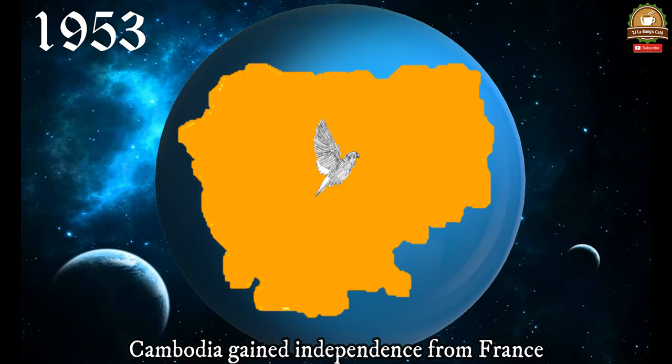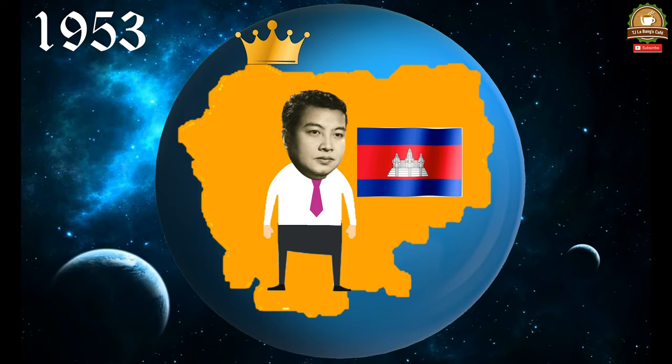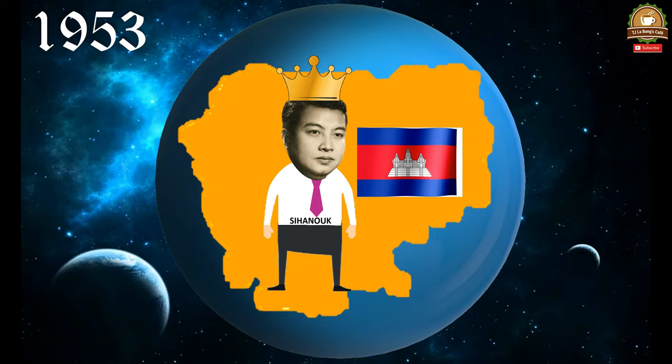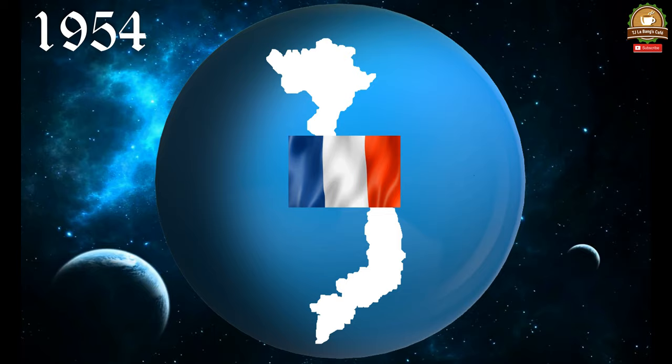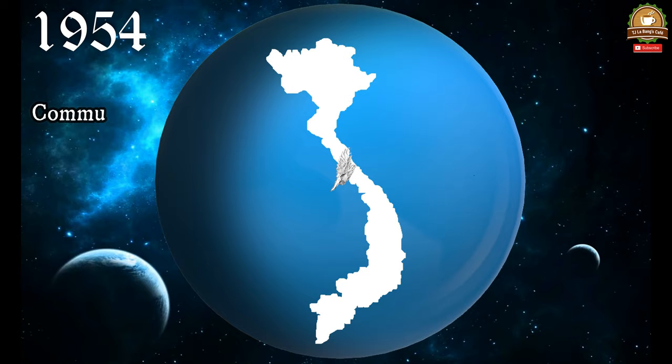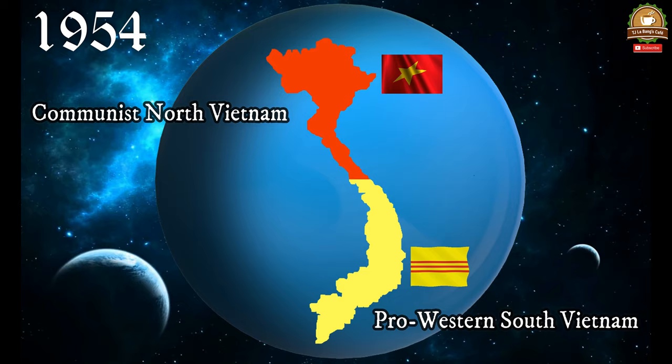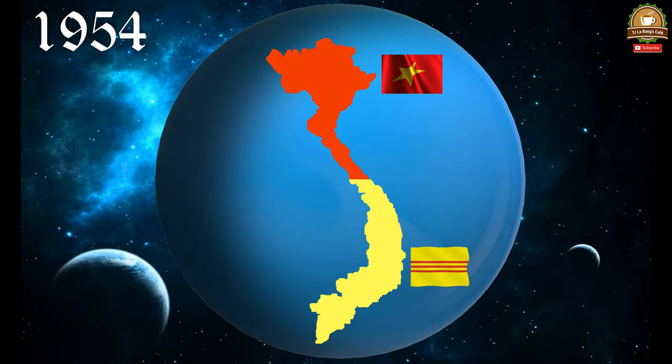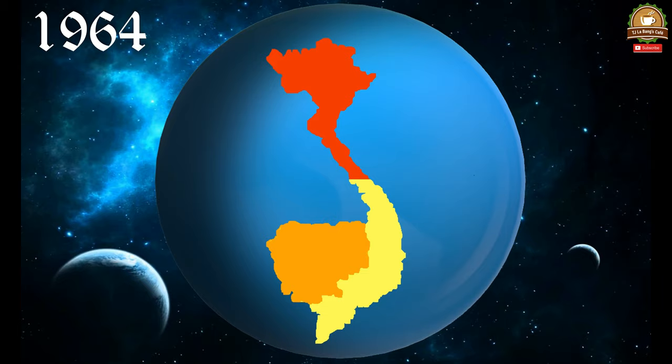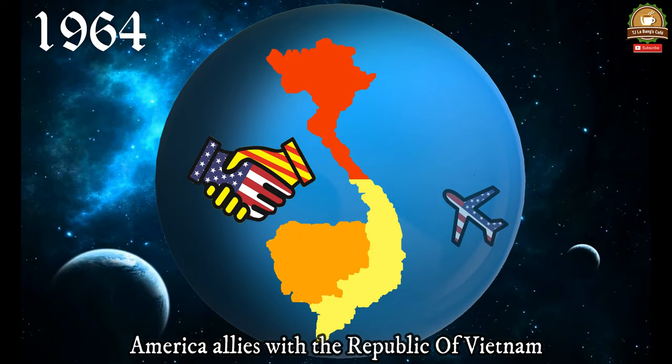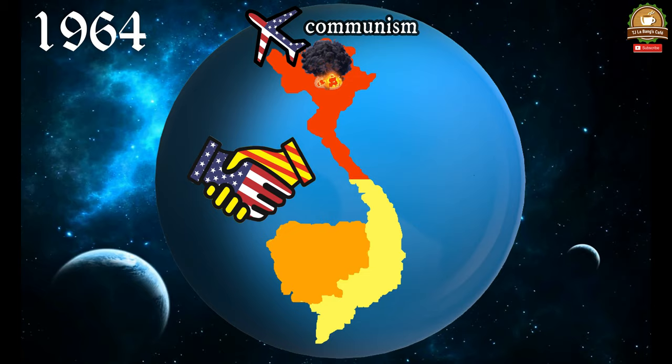In 1953, Cambodia gained independence from France, power given to Prince Sihanouk. In 1954, Vietnam is freed from French rule. Citizens divide into Communist North Vietnam and pro-Western South Vietnam. This was the start of civil war. However, King Sihanouk of Cambodia remains neutral. In 1964, America allies with the Republic of Vietnam, or South Vietnam, to fight communism in North Vietnam.